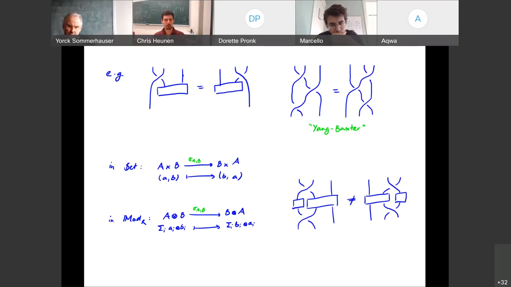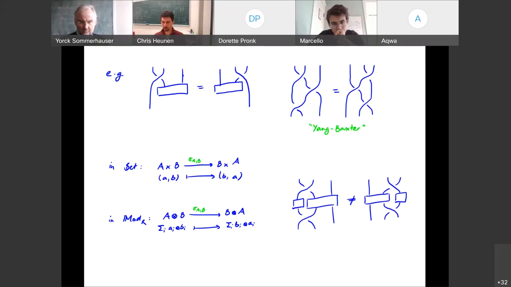So the examples we had so far, most of them are braided monoidal categories. For example, the category of sets. If I have a Cartesian product of sets A times B and a Cartesian product of sets B times A, of course I can make a function from one to the other by taking an element (a, b) and just swapping the elements around. And the same you can do for a category of modules, where if you take an element of A tensor B, which is a linear combination of pure tensors, little a tensor little b, you just swap all of these little things around, and that's fine.